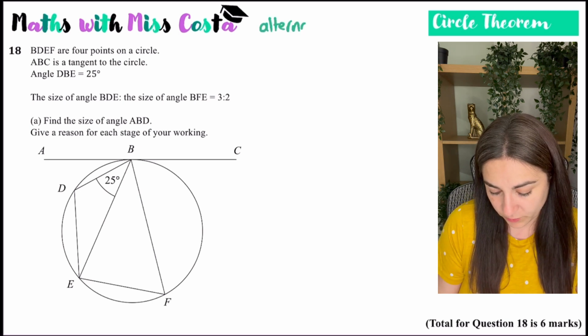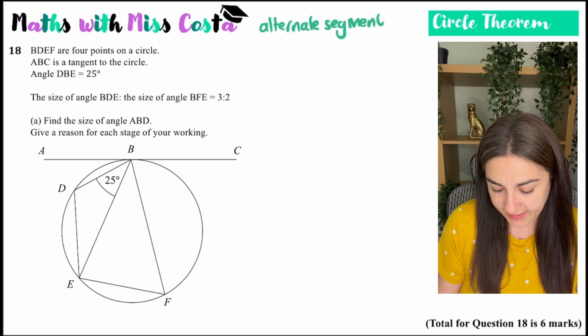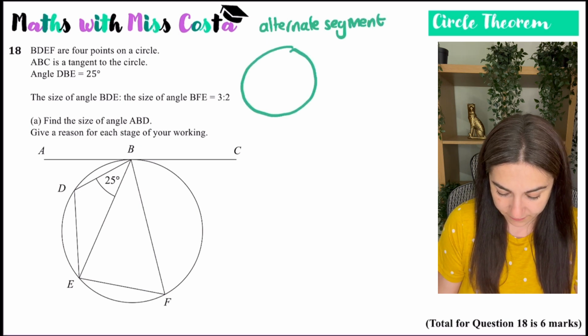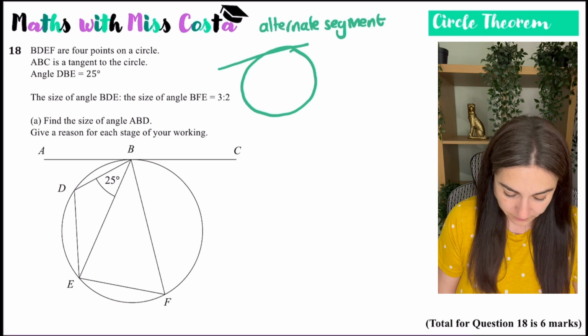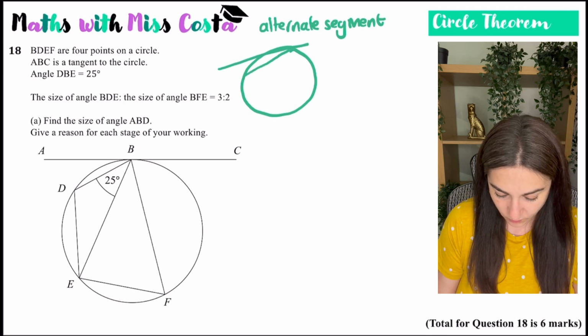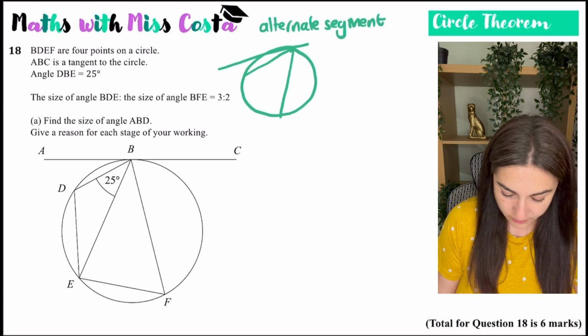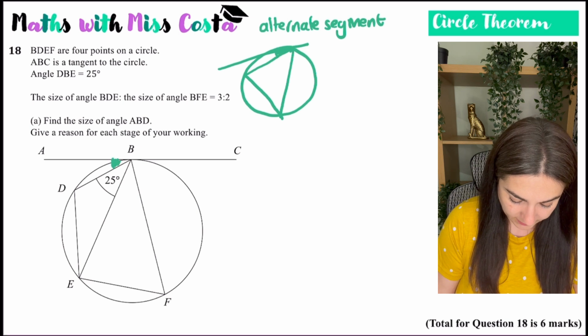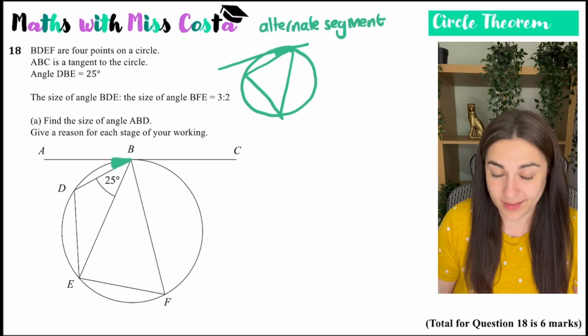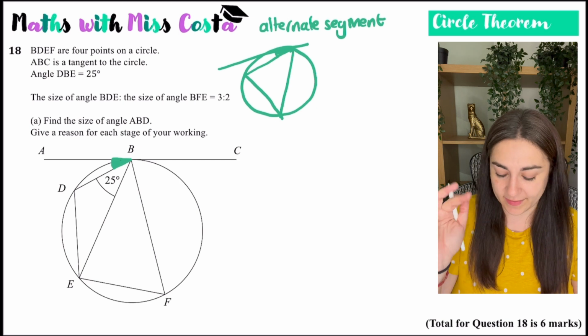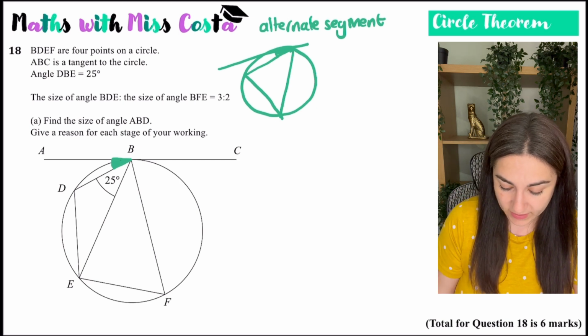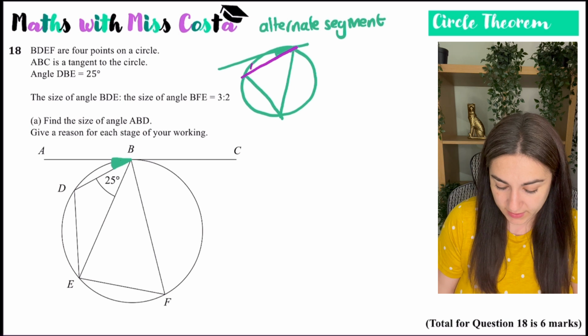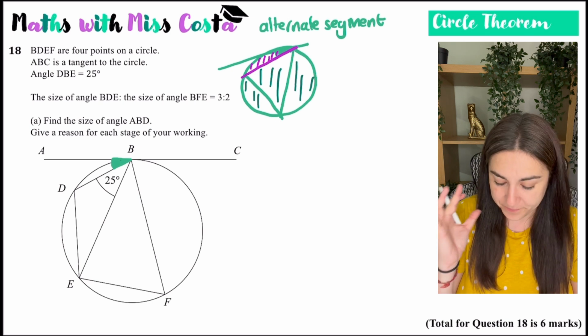What do I know about a tangent and a chord? That is where I have the alternate segment theorem, and that states that essentially if you have a tangent and it intersects a chord, then the angle formed between the tangent and the chord, so in this case this angle here, is going to be equal to the angle in the alternate segment. So if you look at the chord, this is the segment the first angle is in, so this whole thing is going to be the alternate segment.